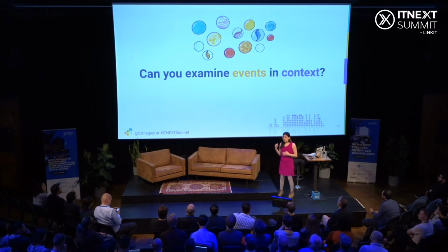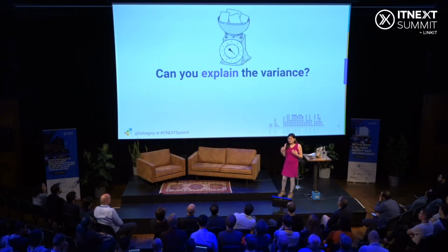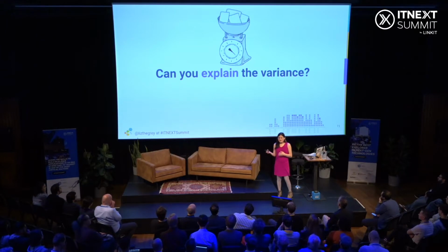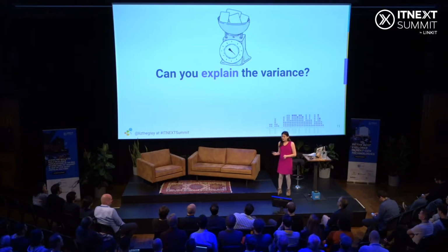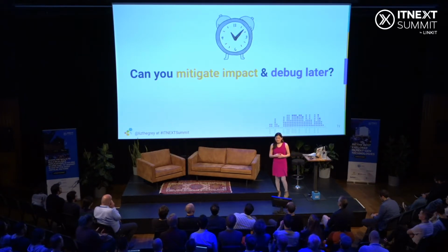Can we actually understand our events inside of our system in their full context and with all of their varying attributes? Can we explain the variance? What separates a slow event from a fast event? What separates an erroring trace from a normal trace? And can we roll back the bad release? Can we drain the bad availability zone and debug it later during business hours rather than waking someone up?